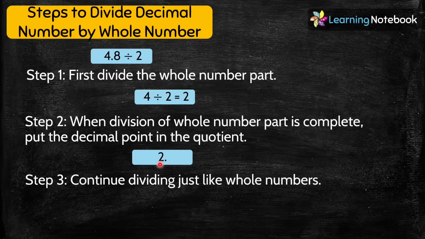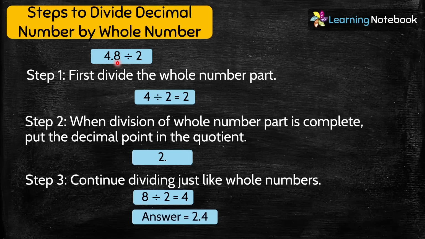Now in step 3, continue dividing just like whole numbers. Now students, we are left with decimal part which is 8. So we will divide 8 by 2 just like whole numbers. So 8 divided by 2 equals 4. So now our answer is 2.4.